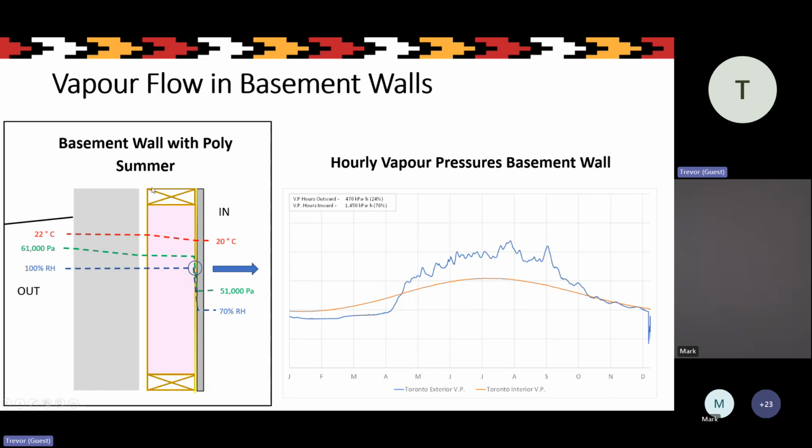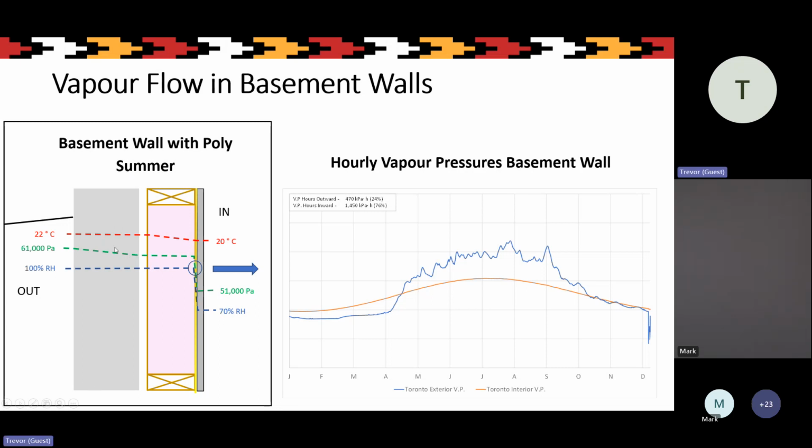So real quick, let's look at vapor flow in a basement wall. This is in the summertime, and we're below grade here. Even if it's, say, 22 degrees outside, maybe just below the surface of the ground, it's 20 degrees inside. Basically what we've got here are really high vapor pressures, because we have 100% relative humidity in the soil. And we generally don't see much to stop the vapor flow going through the concrete wall.